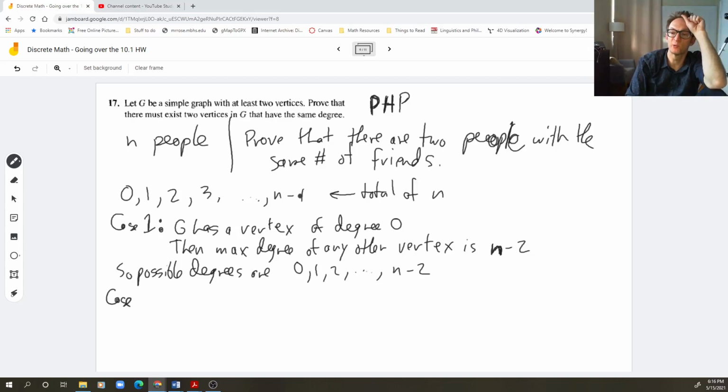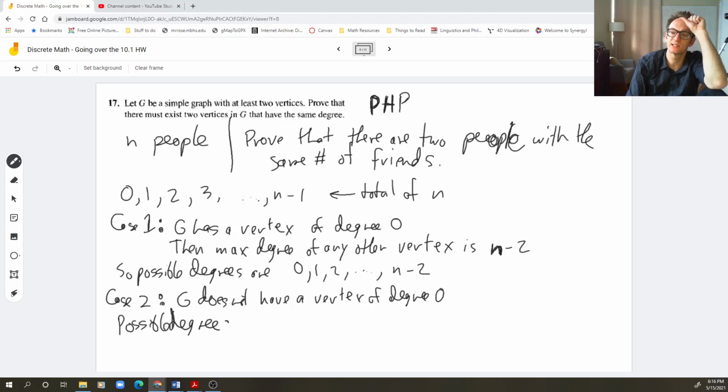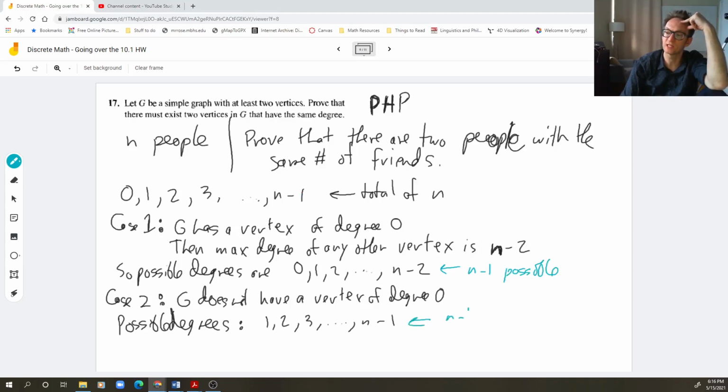Okay, what's case 2? Case 2 is G does not have a vertex of degree 0. Well, then, what are the possible degrees now? Possible degrees are 1, 2, 3, all the way up to n minus 1. But in both cases now, here we have n minus 1 possible, and here we have also n minus 1 possible.